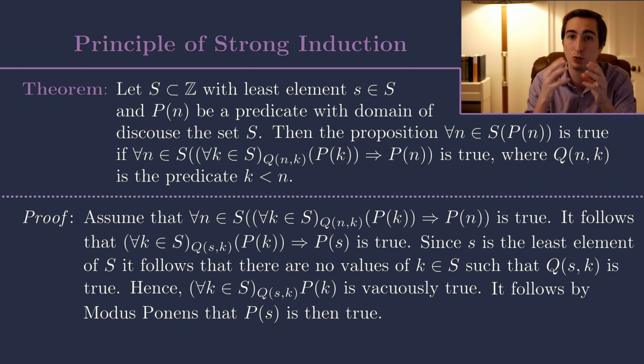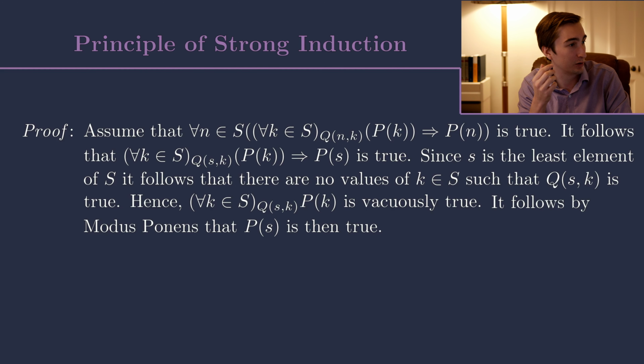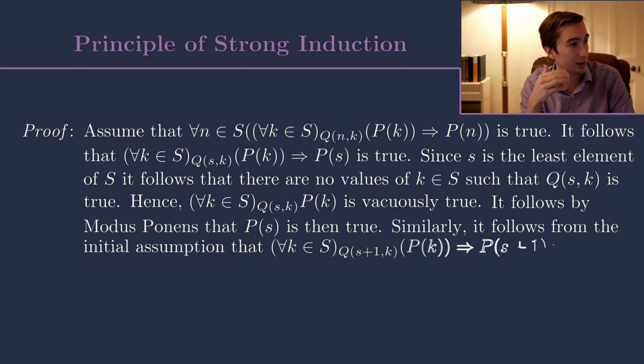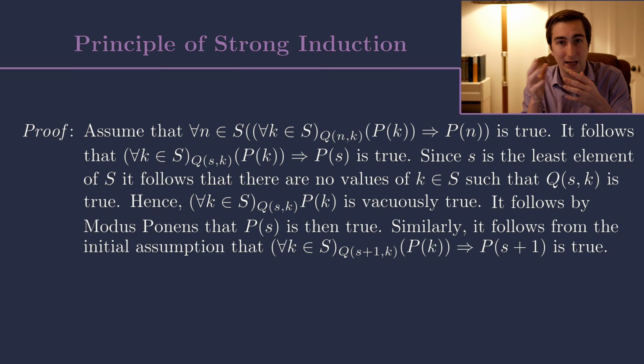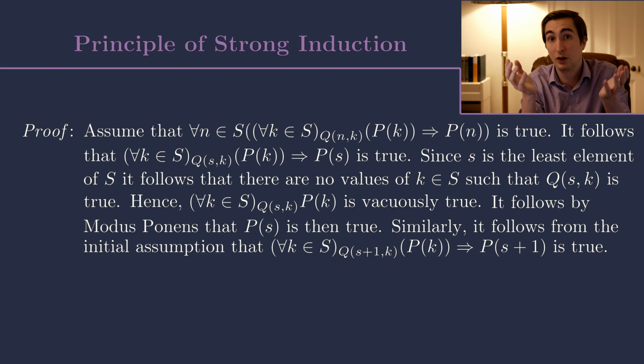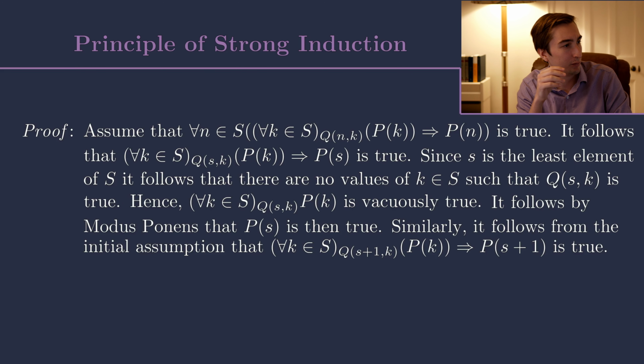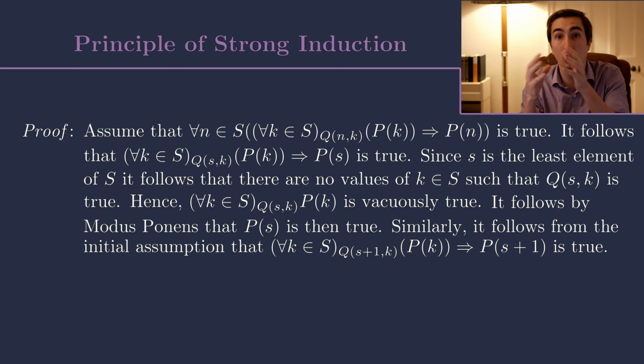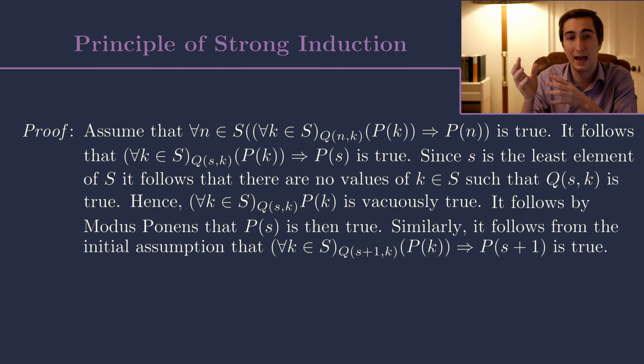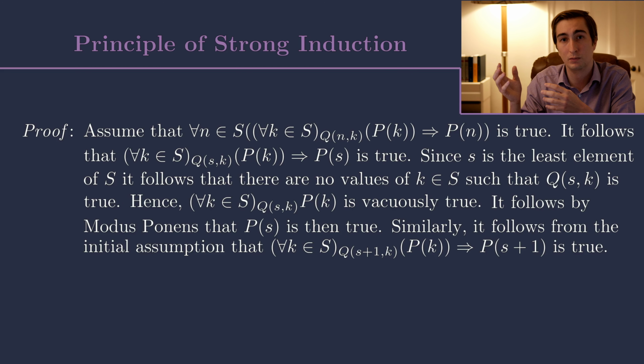What happens if we put in n equals s plus 1? It follows from the initial assumption that it's true for every n, that for all k in S, Q(s+1, k), P(k) implies P(s+1) is true. That follows right from our assumption that this thing is true for every n in S, and s plus 1 is indeed in this big set S. But now let's look at our restricted quantifier again, Q(s+1, k). That's saying all the values of k in this big set S such that k is less than s plus 1. Well, there's only one value that satisfies that, and that's k equals s.